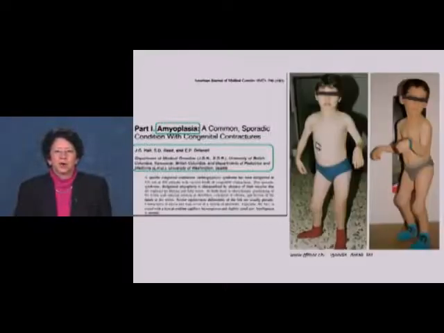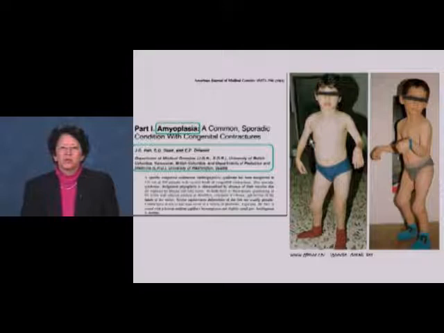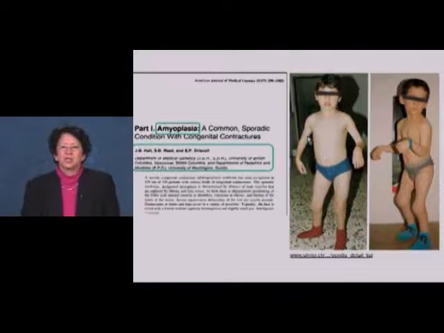Sometimes it's good to go back to the original description of a disorder. In this case, Dr. Judy Hall wrote an excellent article way back in 1983, and she titled it Amyoplasia because she was focusing on this kind of phenotype. A flat face, normal intelligence, and just the lack of muscle. This was a fibrous presentation. And this is the pattern of contractures.